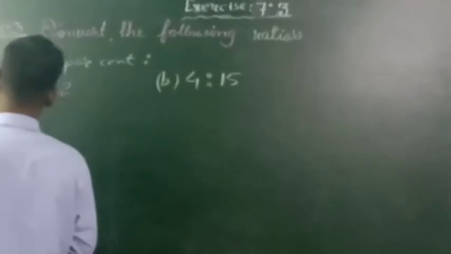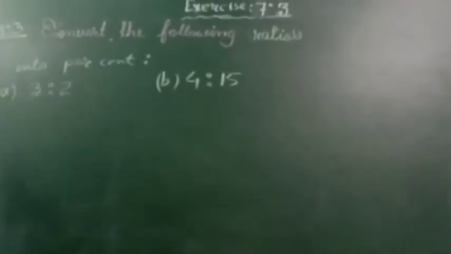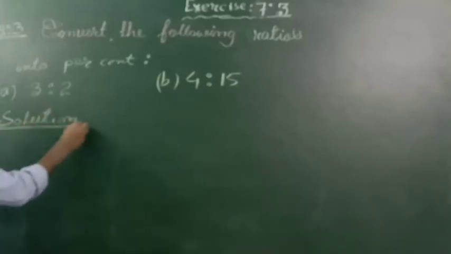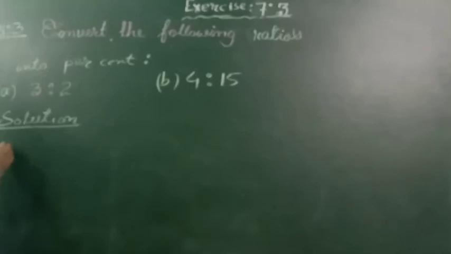So sub question A, 3:2. Okay, we got 3:2, that is sub question A. The solution: see, 3:2 is a ratio. We have to convert this ratio into percent.